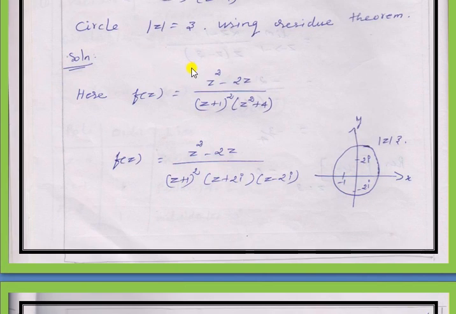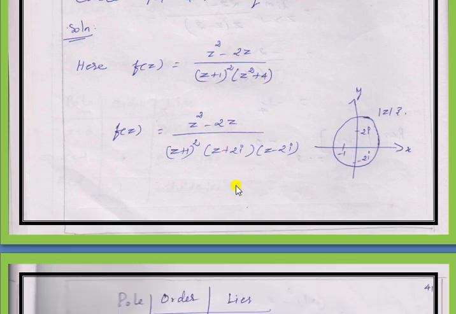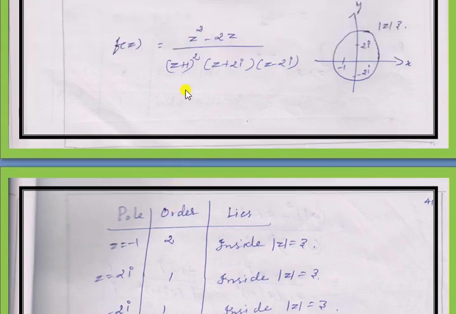Now, I am finding the poles of the given f of z. Before that, I am expanding z square plus 4 as (z plus 2i) into (z minus 2i). Of course, (a plus b) into (a minus b) is equal to a square minus b square, so I will get back z square plus 4. Now, the pole of the first term, (z plus 1) the whole square, is z equal to minus 1, because when I replace z by minus 1, I will get the value 0. So, that is the pole, z equal to minus 1. Here the order is 2.